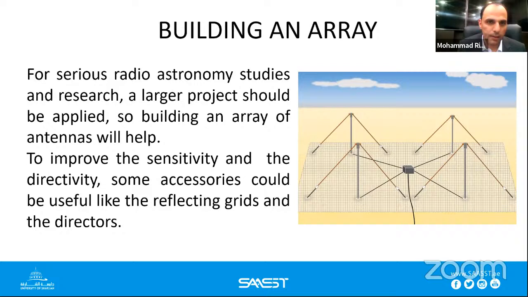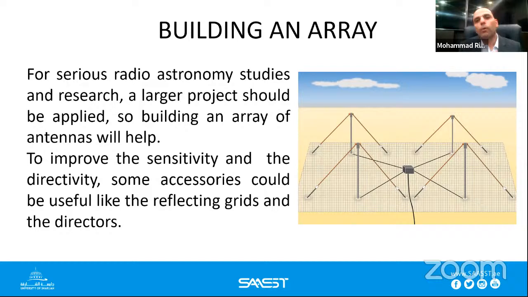By using an antenna array, you can also control the direction of the beam. You can control the direction of the part of the sky that you are interested in. So if you would like to observe something in the southern elevation or low elevation, you can steer your beam by using a phasing cable and reflectors, and you can do that in many ways. So this is the importance of using an array.